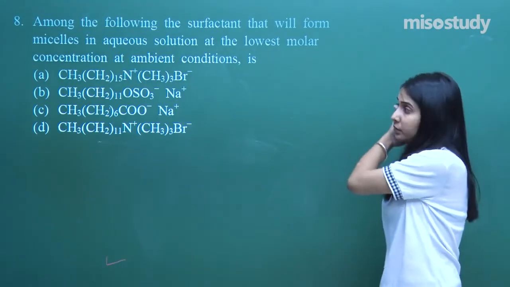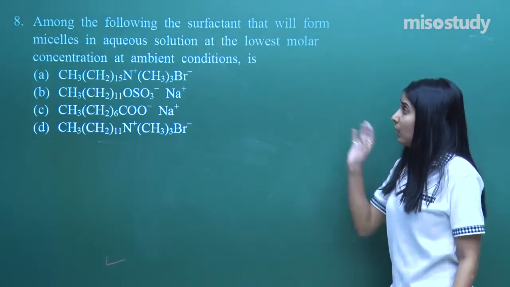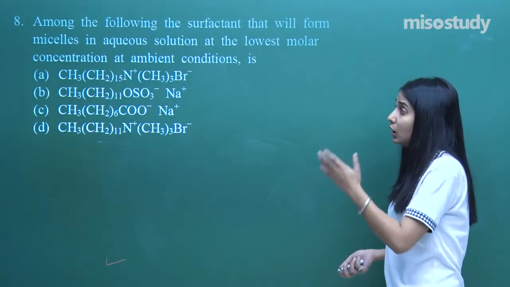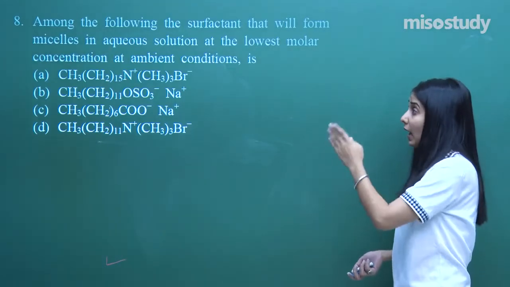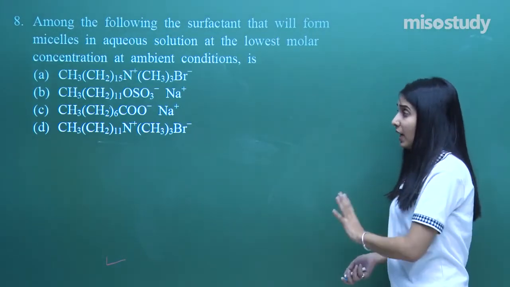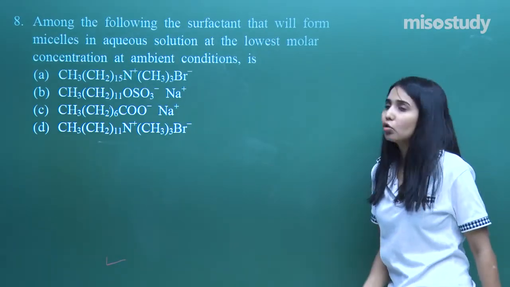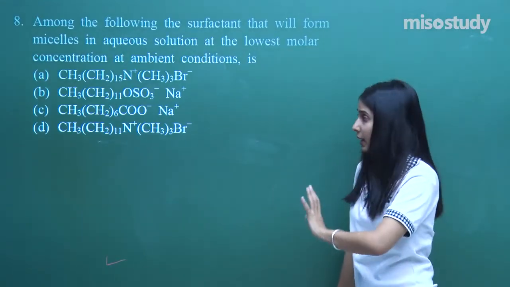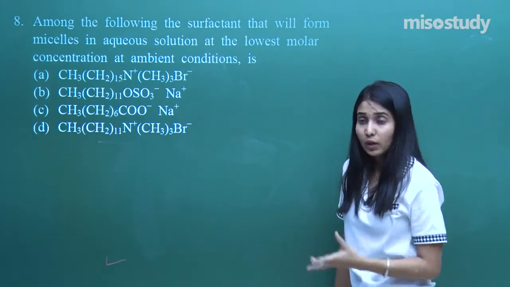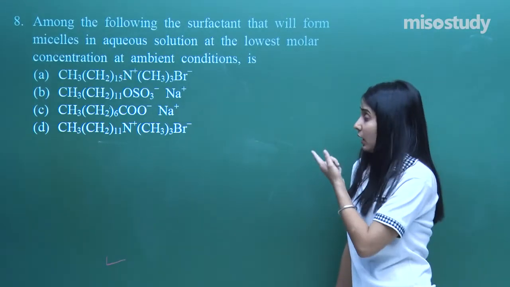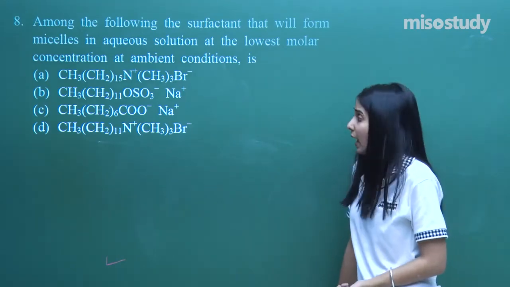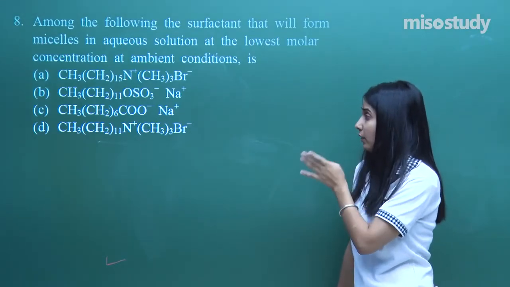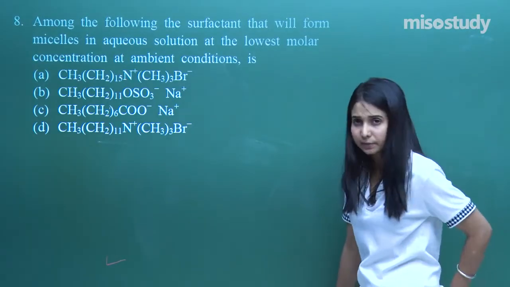Coming up to the next one, what does it say? Among the following, the surfactant that will form micelles in aqueous solution at the lowest molar concentration at ambient conditions. They have provided 4 options: CH3(CH2)15N+(CH3)3 Br-, then CH3(CH2)11 where they have given a sulfate salt, in the third one an acetate salt, and in the last one simply the bromide form, CH3(CH2)11N+(CH3)3 Br-.